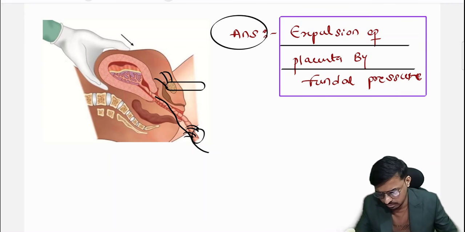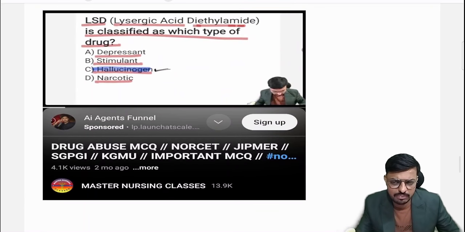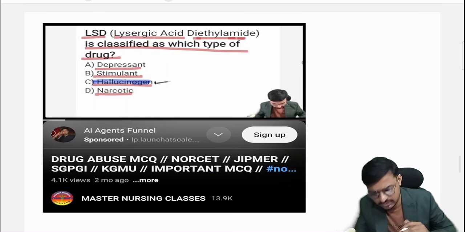So who all chose the answer, the expulsion of the placenta by fundal pressure? Your answer is the correct answer. That was the direct image which was struck from your OBG book, and this is also a question which was struck. So this was the reverse question.